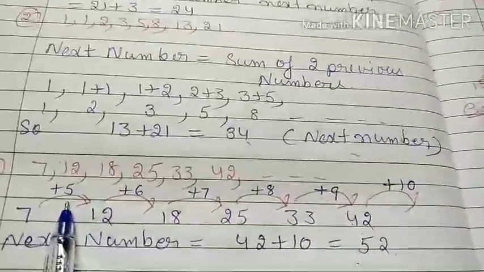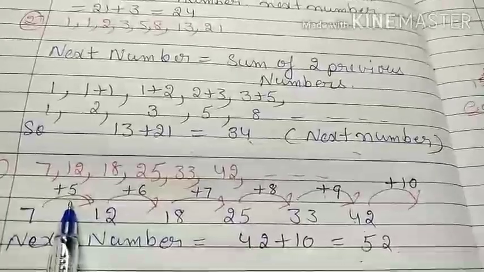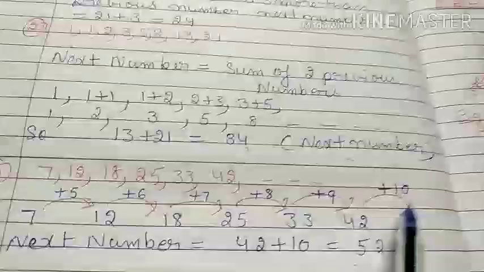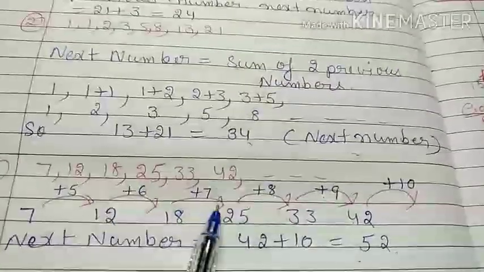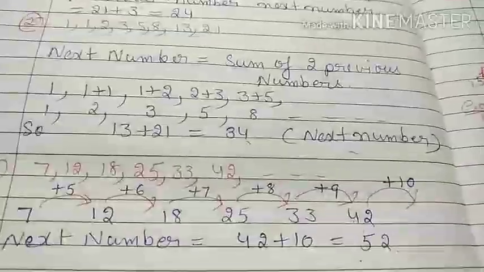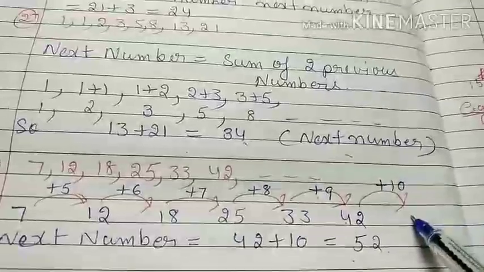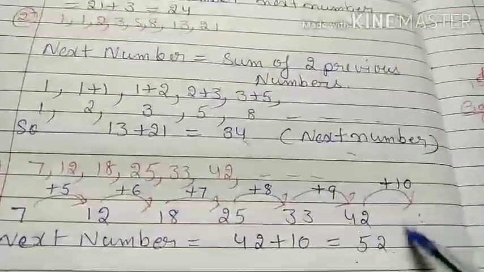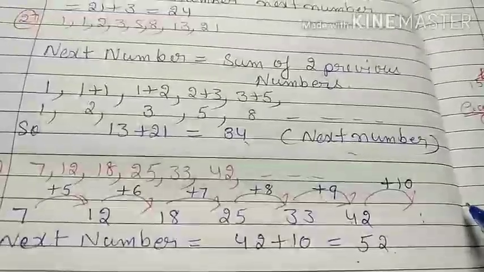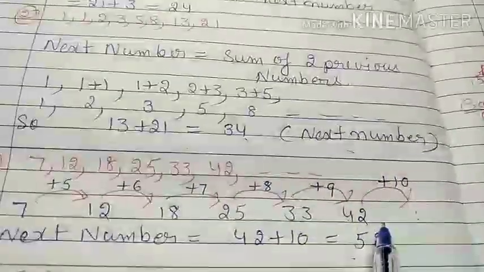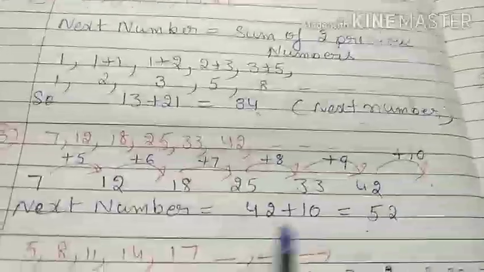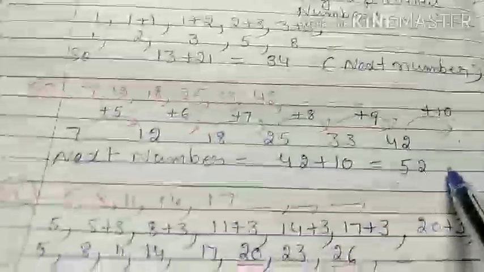A series can start from any number, like 1, 2, 3, 4, 5, 6 also. So here it started from 5, 6, 7, 8, 9 and 10 and so on. Whatever next number I get, I add: next to the 10 is 11. So this series goes on in addition also, and this series is also made according to the pattern. So the next number in this is 52.